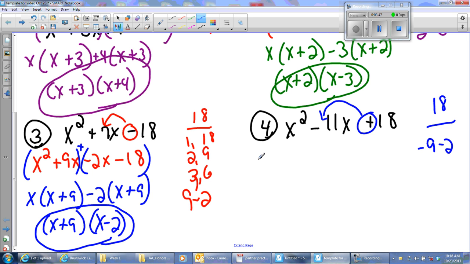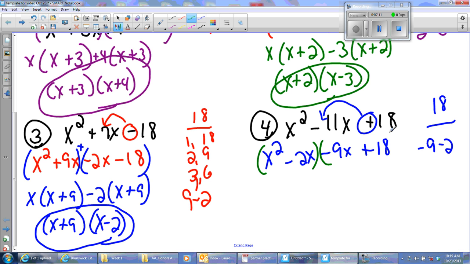So I'm going to rewrite this as x squared, and I think I'm going to put the minus 2x first, the minus 9x next, plus 18, because I'm drawn kind of like Jordan to the 9 and the 18 kind of stand out to me. Okay, now I'm ready to group. So I'm going to group first pair, group the second pair, put my plus sign between.